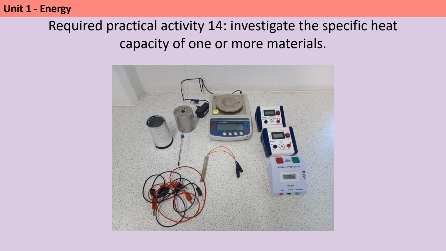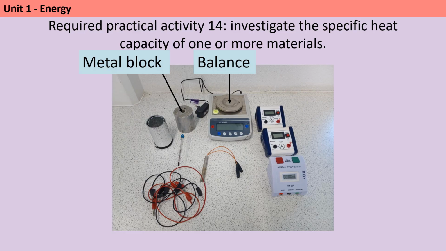The idea of this required practical is that you're given either a metal block or a container of liquid, and you're trying to find out what the specific heat capacity is. In other words, how much energy does it take to heat up 1 kilogram by 1 degree C? Firstly, you're going to have probably a metal block with 2 holes in it, or you might be given a beaker of liquid. You've got a balance because we want to know how much energy it takes to heat up 1 kilogram, and your block might not have a mass of 1 kilogram, so we might need to adjust our calculations to take account of that.